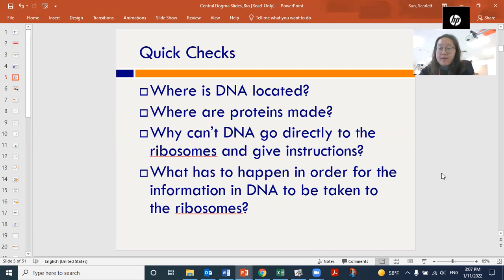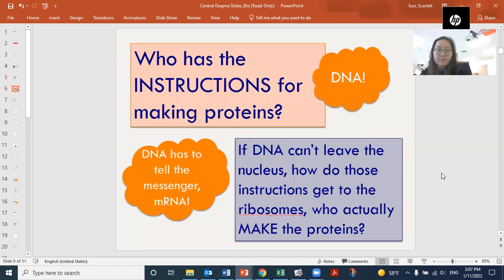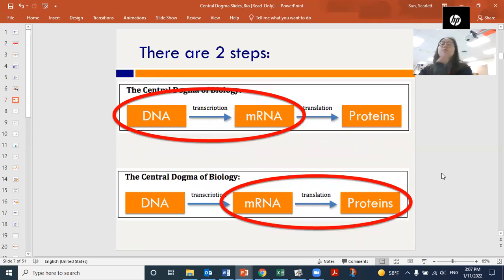So a message has to be sent from the DNA to the cytoplasm to get the process of protein synthesis started. So who has the instructions for making proteins? It's DNA. And DNA has to tell the messenger, which is called messenger RNA or mRNA, since DNA can't actually leave. There are two steps, like I said, in the central dogma of biology. The first step reads the DNA and creates a short message segment called mRNA. And that process is called transcription.